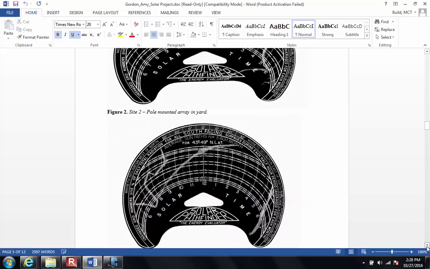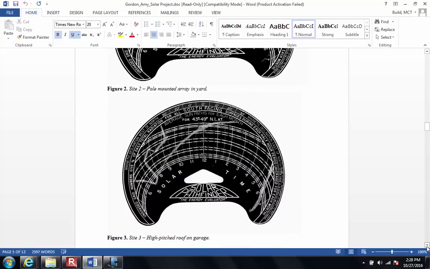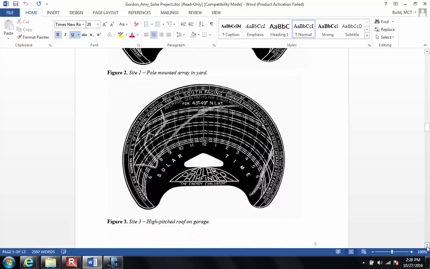And then the third one, the high-pitched roof on the garage, would be pretty bad as well. You can see there's almost no window there in June. Literally it's only getting half an hour of sunlight. So I'm assuming that this line going through the middle right here is their shading caused by the utility lines passing overhead.